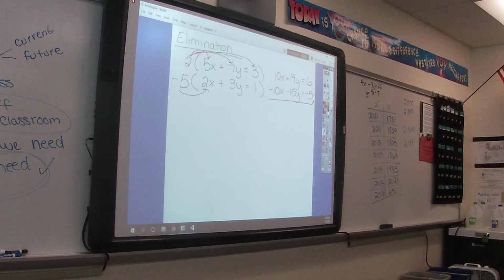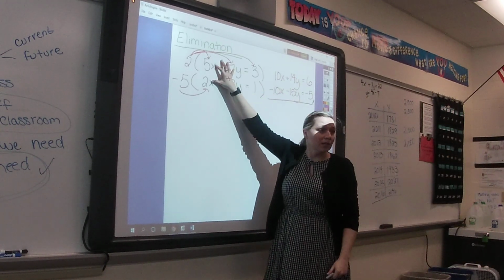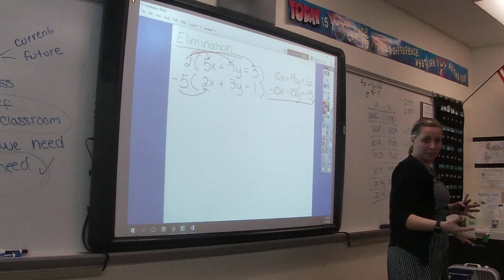And now I have a system that looks nothing like the original problem, but because we made sure to use solid math rules that said if we multiply one side and the other, it holds the same value. This holds the same value as this system. It just looks completely different.